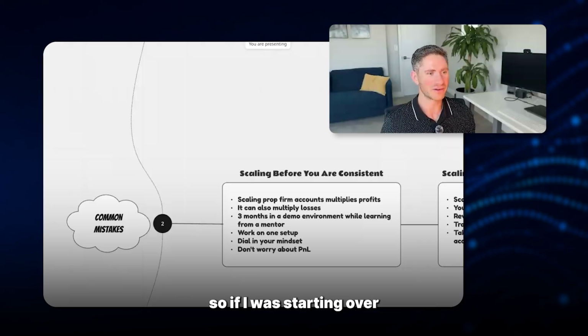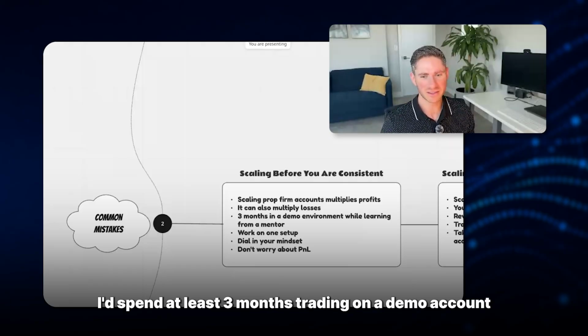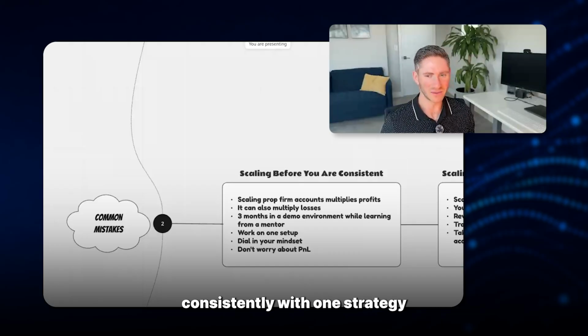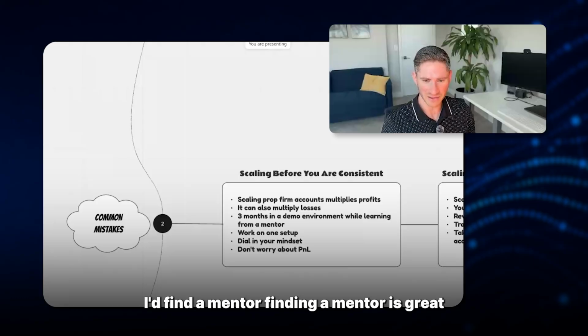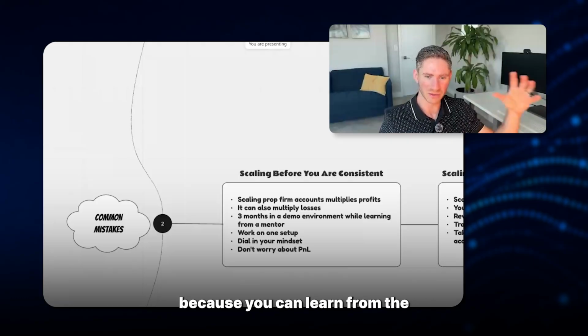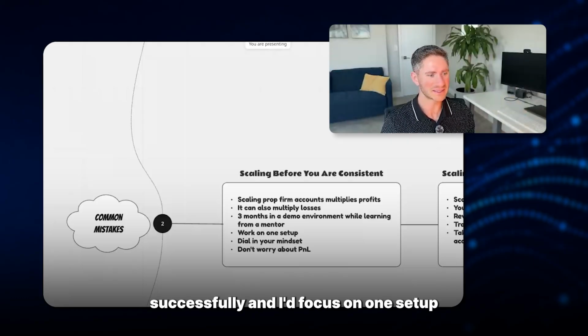So if I was starting over, I'd spend at least 3 months trading on a demo account consistently with one strategy before putting any real money at risk. I'd find a mentor. Finding a mentor is great because you can learn from the people who have already traded successfully. And I'd focus on one setup.